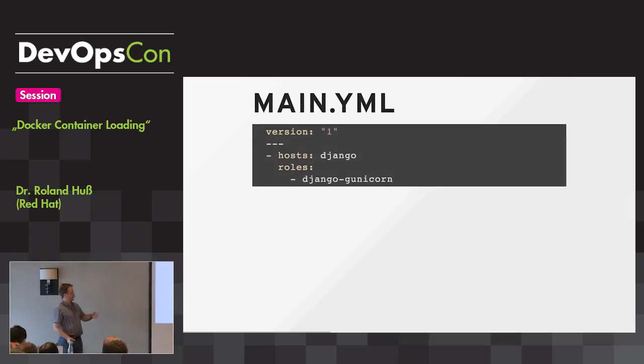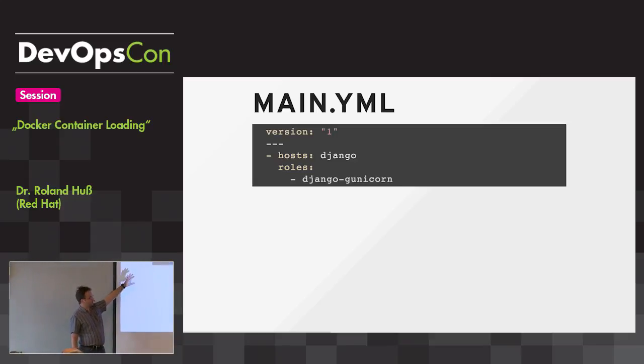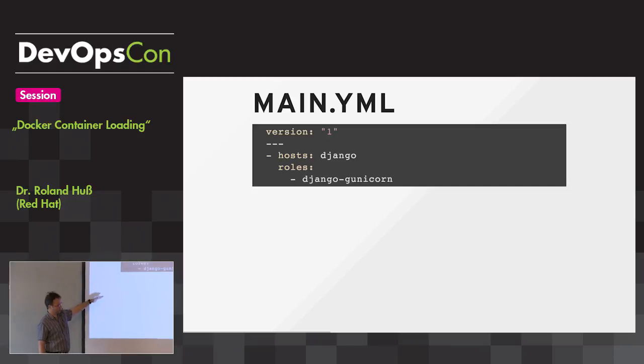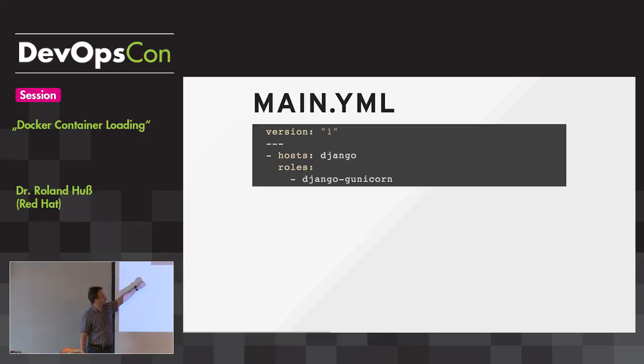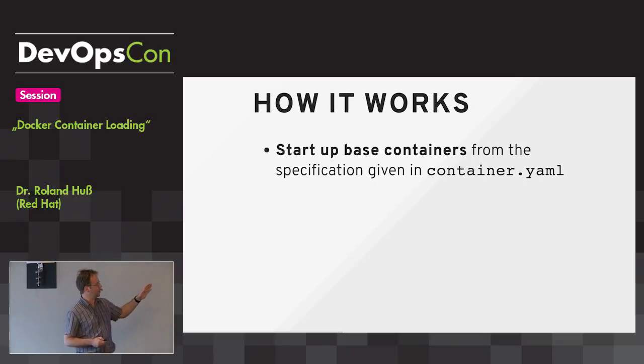Well, the main.yml here is very, very simple. You have a version, you have a host. So Ansible container simply creates, for each service referenced in this YAML file, an Ansible inventory with some host, and this host is Django, and that says simply, when the container Django is running, then apply these roles onto this service.